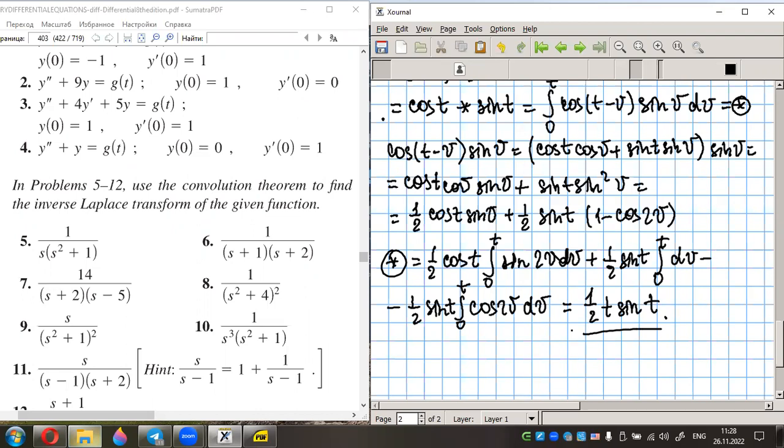Which trigonometric property did you use above? I mean, cosine c minus v multiplied by sine v. This equals this. This is the famous formula of the difference, the cosine of a difference. Here only the formula, nothing else. Okay.